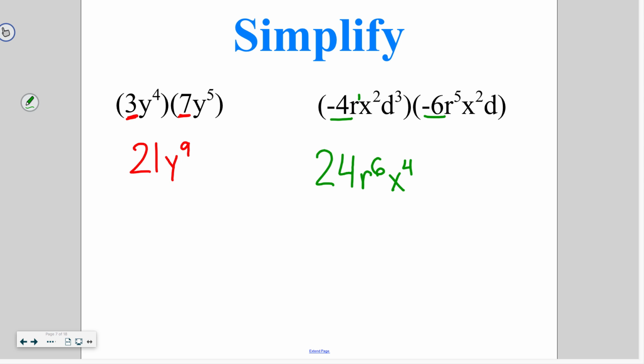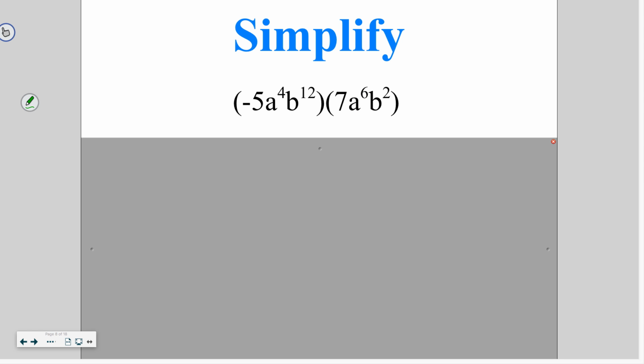And the last part is d to the 3rd, and d, again, you can write in that exponent of 1 on the variable, and you have a total of d to the 4th when you are multiplying. So be careful with those individual variables that you don't leave them out of your count when you are doing addition with your exponents. Go ahead and try this one on your own.